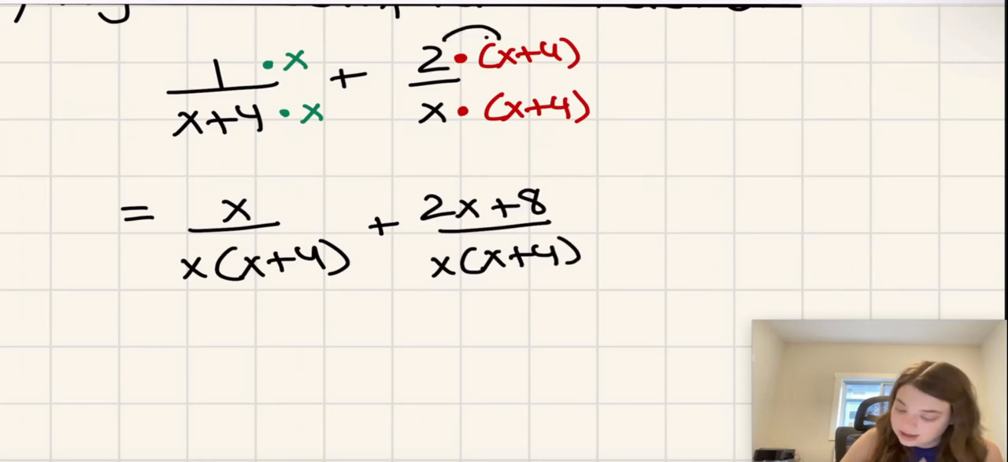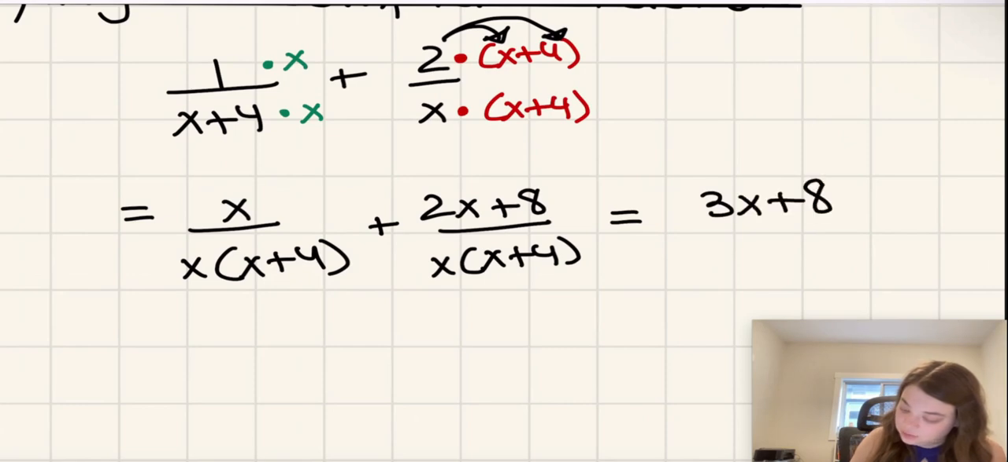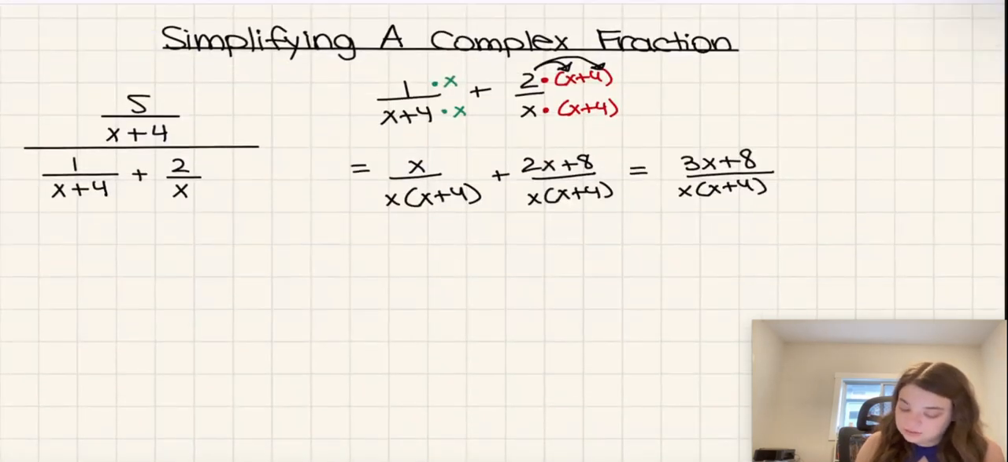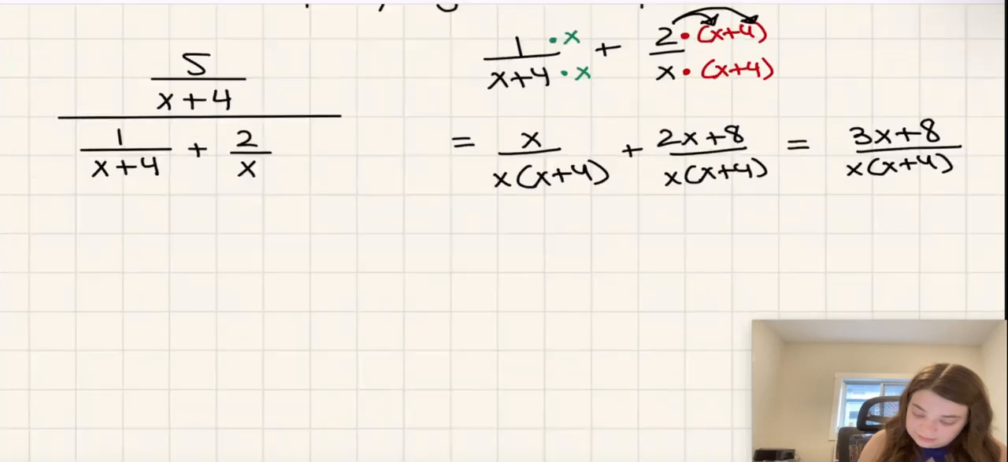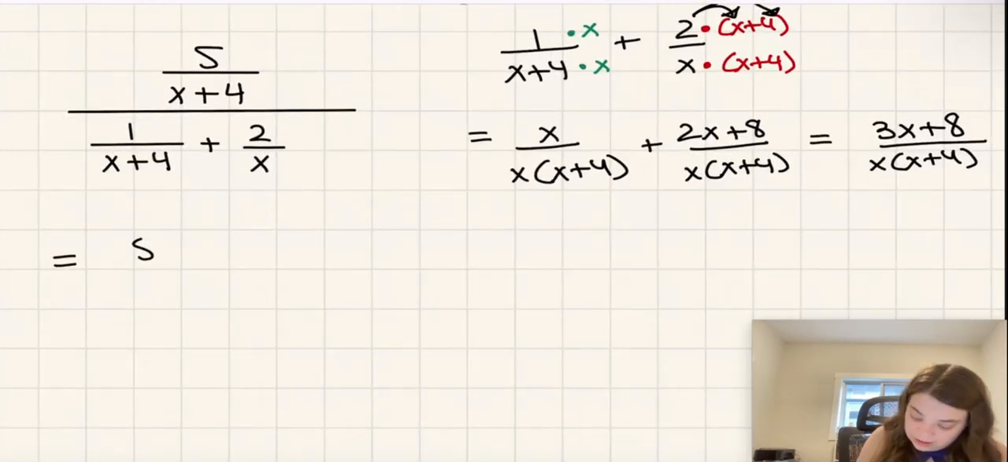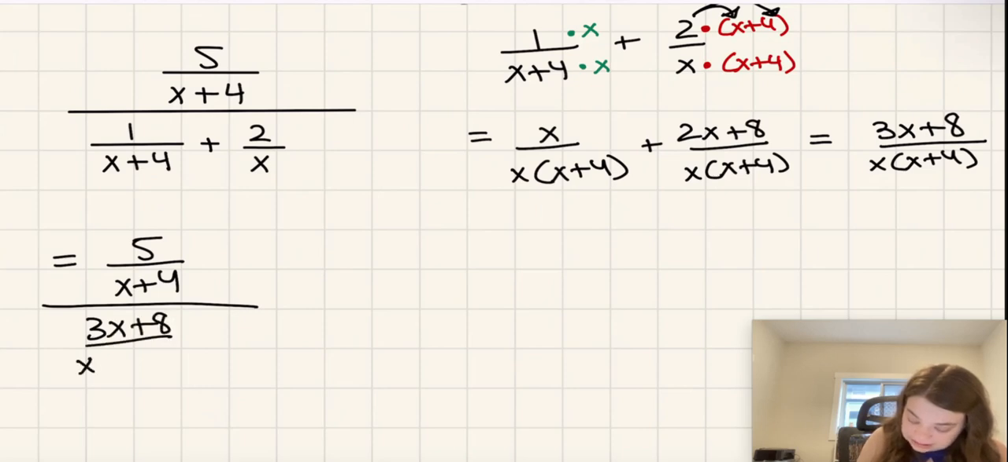Because keep in mind, we have to distribute this 2 into the x and into the 4 in order to accurately measure this. Okay, now I'm going to add my fractions together to get 3x plus 8 in my numerator and x times x plus 4 in my denominator. Okay, so that simplifies the denominator of the fraction overall. So we end up getting that this is equal to 5 over x plus 4 all over 3x plus 8 over x times x plus 4, like that.